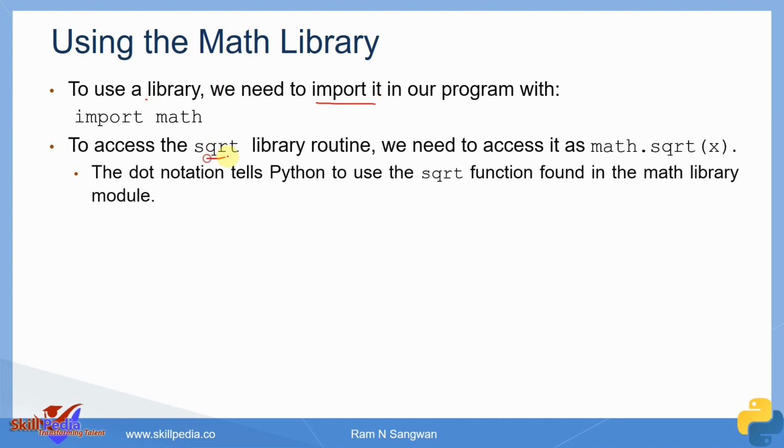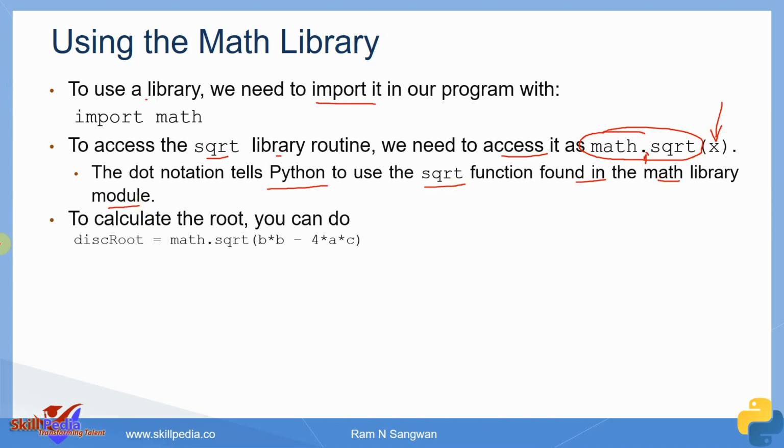To access the square root function given in the library, we need to access it as math.sqrt, and you pass the variable or value you want. The dot notation tells Python to use the square root function found in the math library module. So to calculate the root, you can write discrete root equals math dot square root of b multiplied by b minus 4 multiplied by a multiplied by c, that is 4ac.